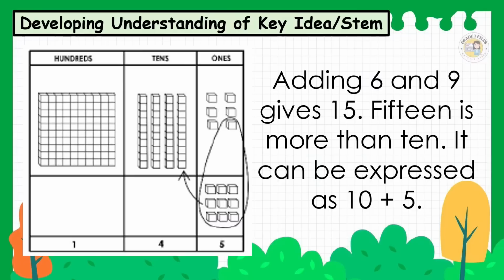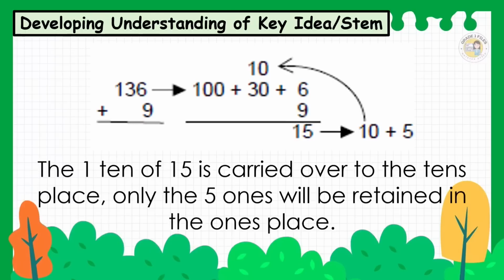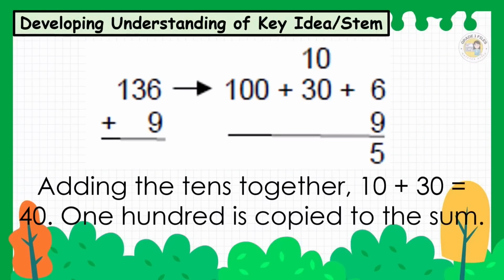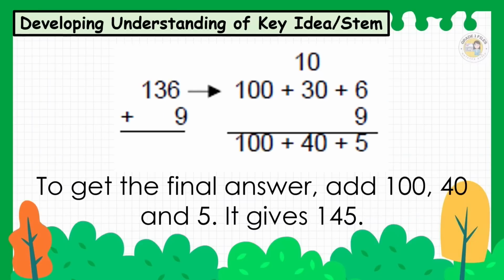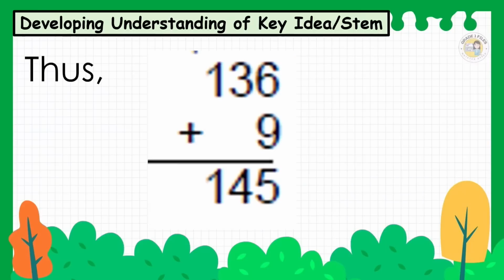15 is more than 10. It can be expressed as 10 plus 5. The 1 ten of 15 is carried over to the tens place. Only the 5 ones will be retained in the ones place. Adding the tens together, 10 plus 30 is equal to 40. 100 is copied to the sum. To get the final answer, add 100, 40, and 5. It gives 145. Thus, 136 plus 9 is equal to 145.